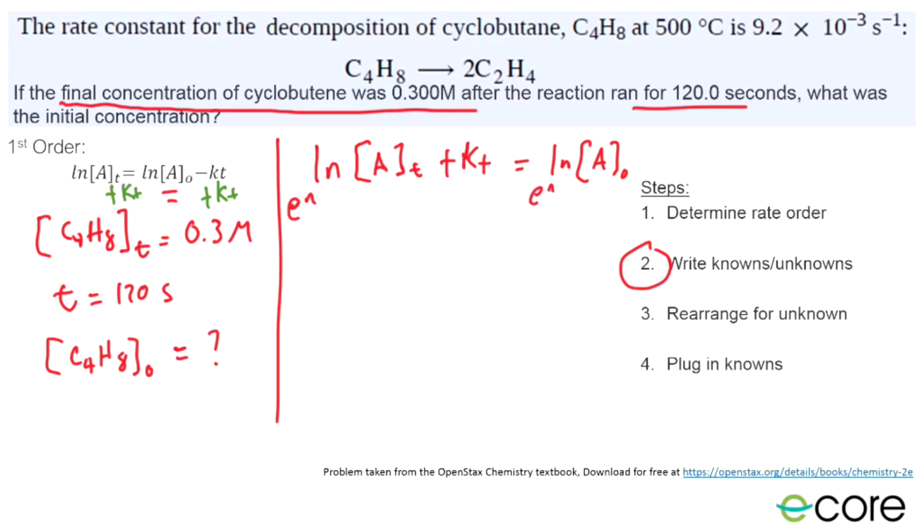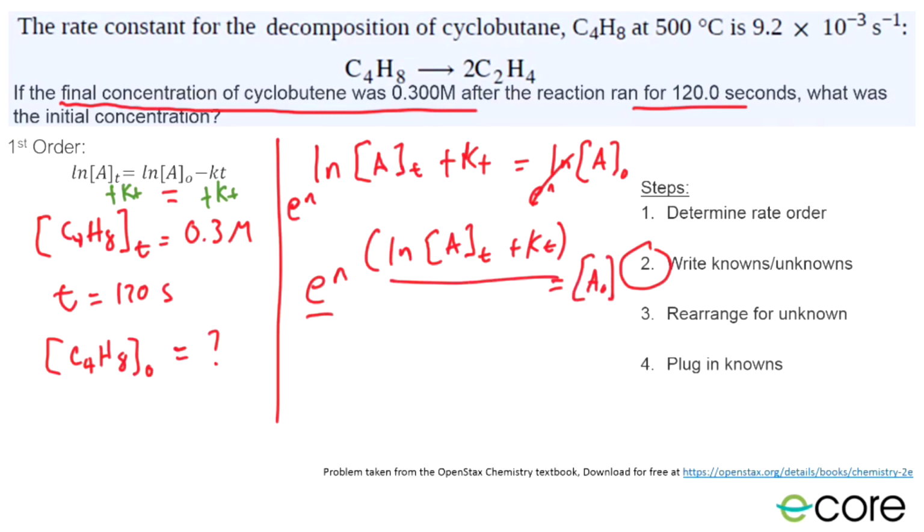So that might seem new to you. And if it does, just remember that to get rid of logs, we have to do the opposite. For natural log, it's e raised to. For log base 10, which is just written as log, it's 10 raised to both sides. So that gets rid of my log, and I write my new equation, e raised to ln of A at time t plus kt. And now that's all equal to my initial concentration. Notice I did e to that whole left side, not just one part of it. So writing parentheses here is a good idea.